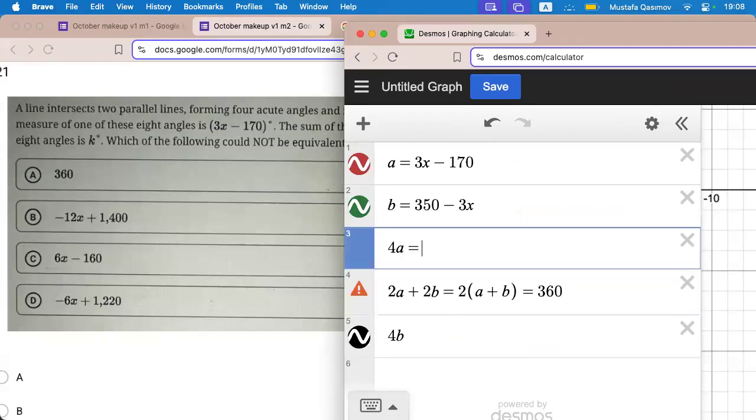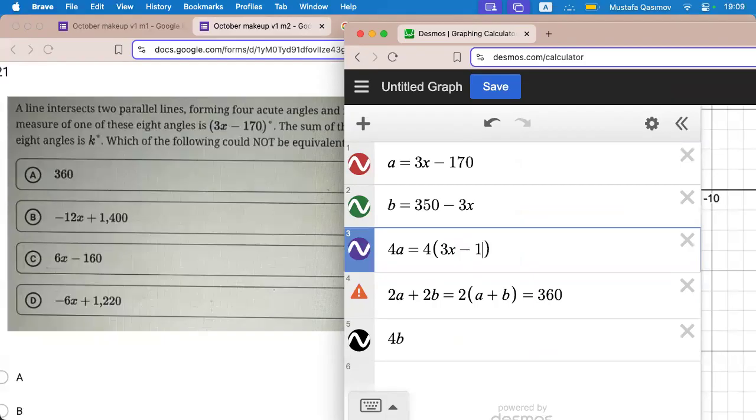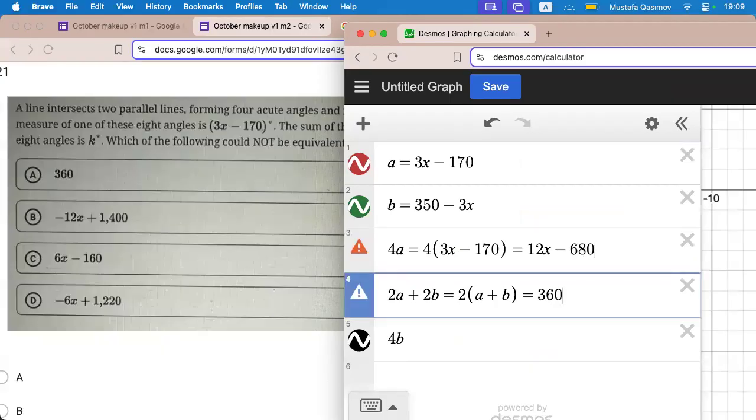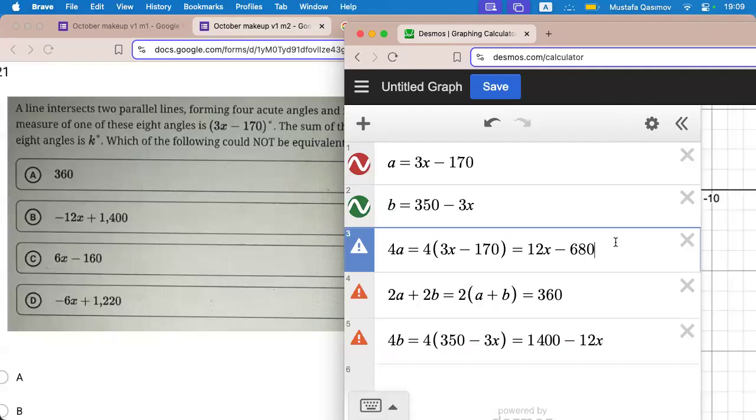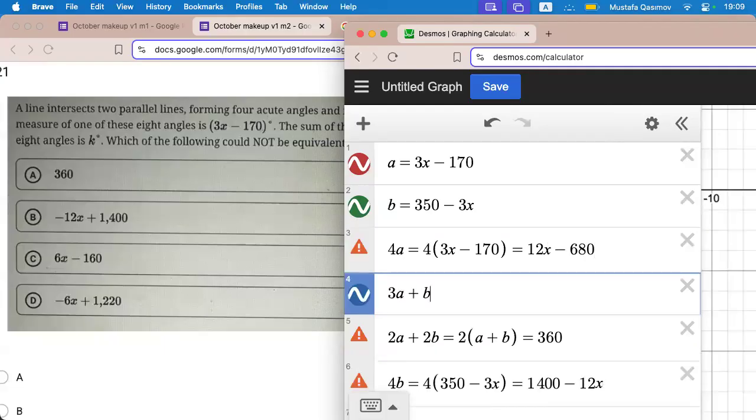Getdi. 4A is equal to 4 multiplied by (3x minus 170). It is equal to 12x minus 680. And 4B is equal to 4 multiplied by (350 minus 3x), which is 1400 minus 12x. Like that. Then also we can write here 3A plus B. 3A will be 9x minus 510, plus B, and it will be 6x minus 110.